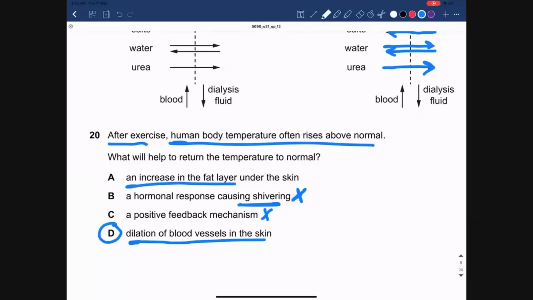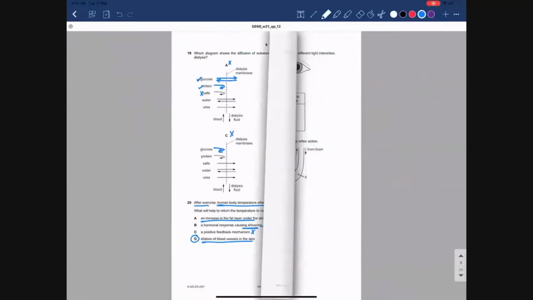An increase in the fat layer under the skin. This does not occur, and this change is long term, not short term, right? So to return temperature to normal, there will never be a change in the fat layer, because returning of temperature to normal is a fast response, and changes in the thickness of the fat layer are very slow. So A cannot be the option.